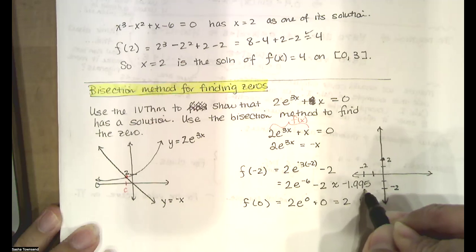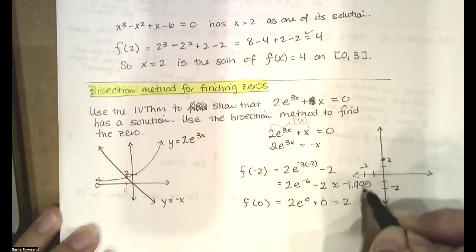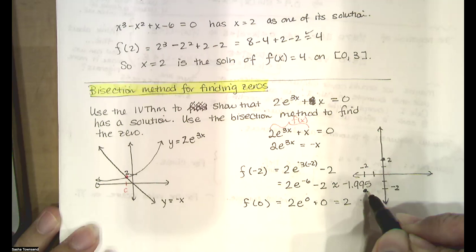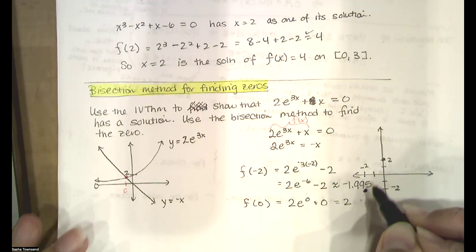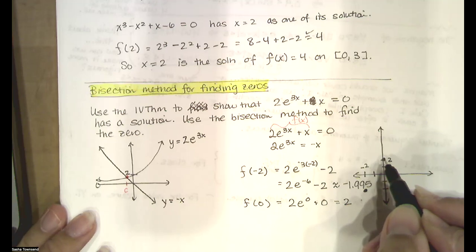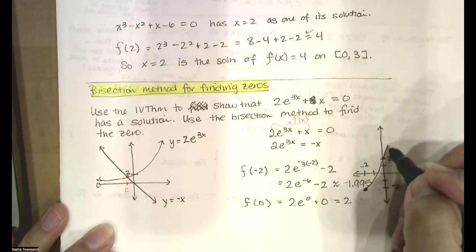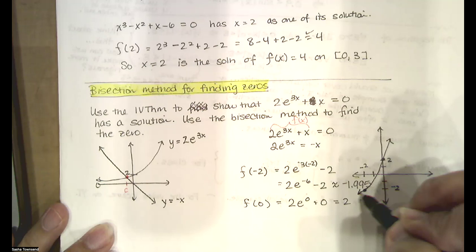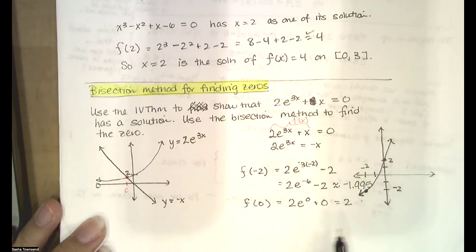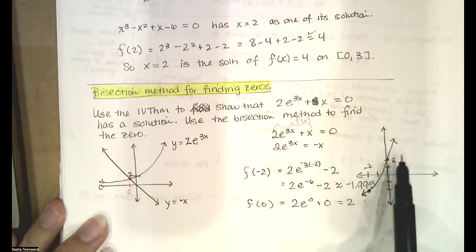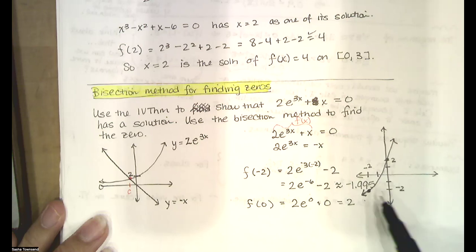So my function passes through this point, which is x equals negative 2, y equals approximately negative 1.995, which is about negative 2. And then the function also passes through this point, x equals 0, y equals 2. So I don't know what it looks like without my graphing calculator, but I know it's going to be continuous and it's going to look something like that. The question is, does the function ever equal 0?